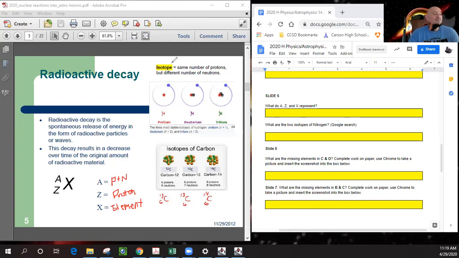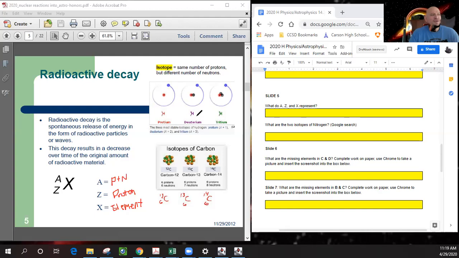Now up here, we have a new term, or it should be familiar, isotope. Isotope means something that has the same number of protons, but a different number of neutrons. Think of cousins. They're related, but not exactly the same, or like siblings. That's another way of thinking about it. So here's a hydrogen atom called protium. It just has 1 proton, therefore the mass number is 1.